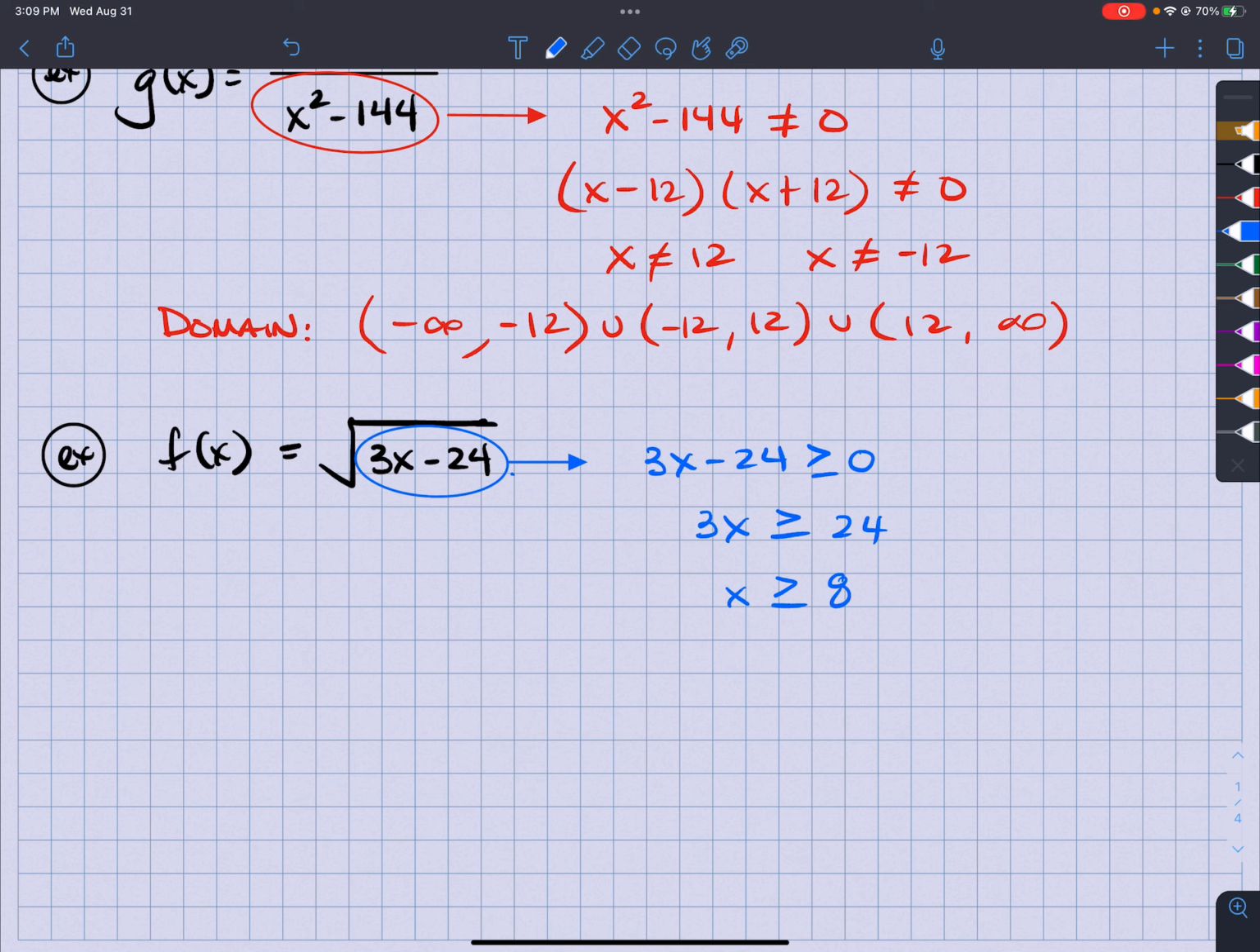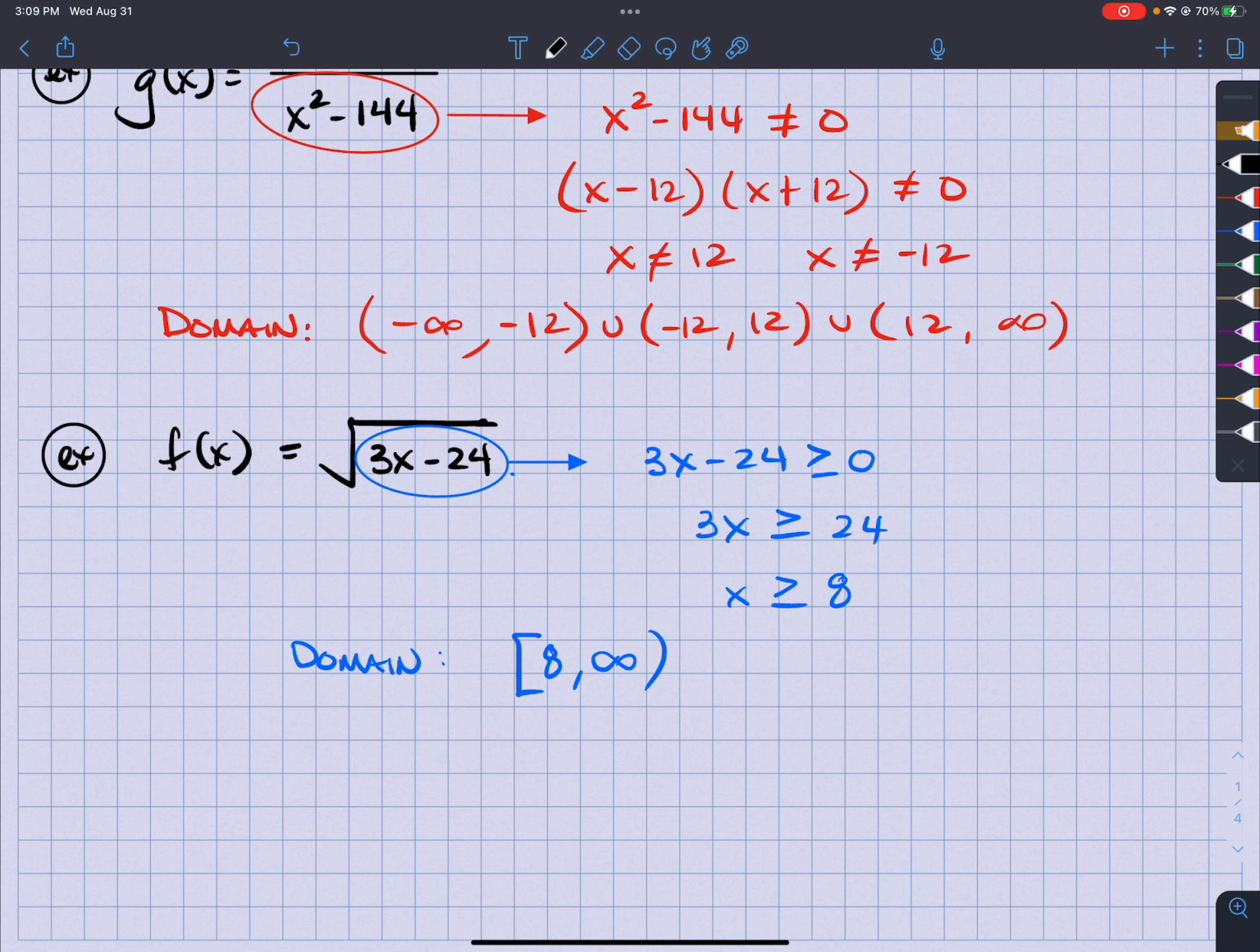All right. So if that's the case, then my domain is going to be from 8 all the way to infinity because it's greater than or equal to 8. So that's why it's going to go towards positive infinity.